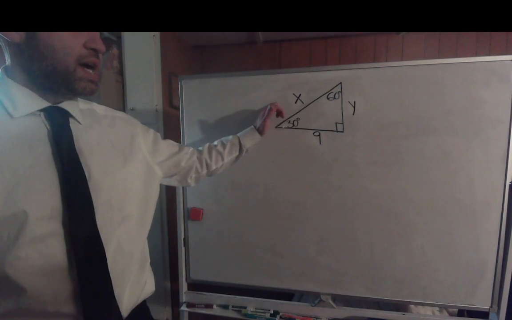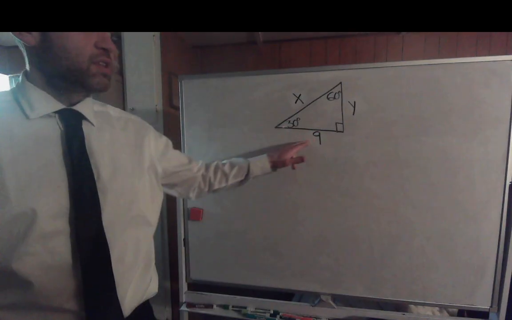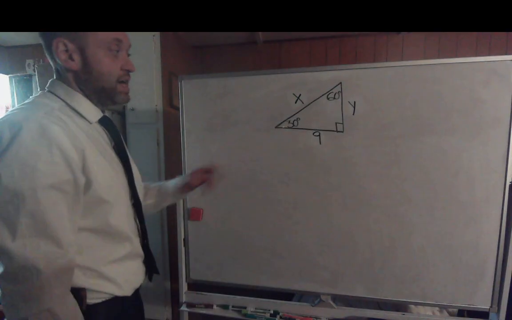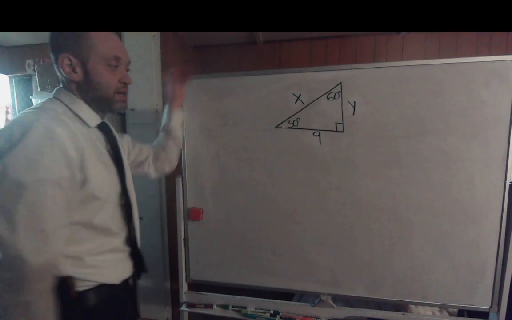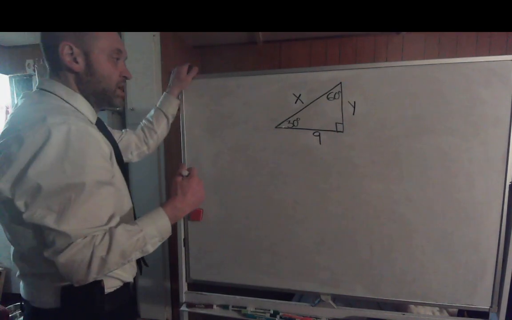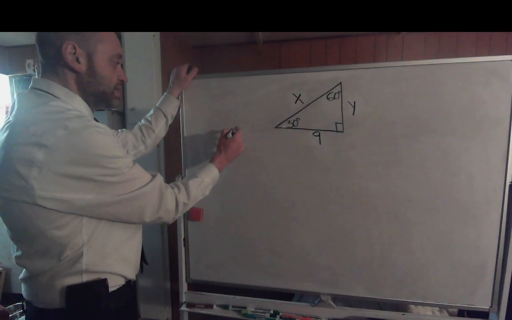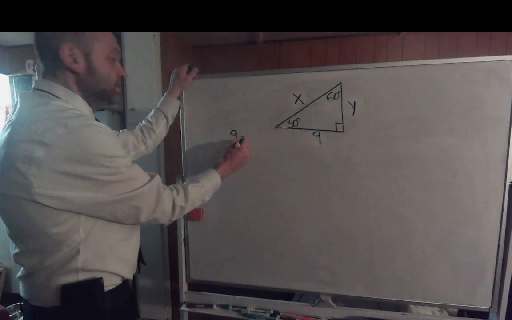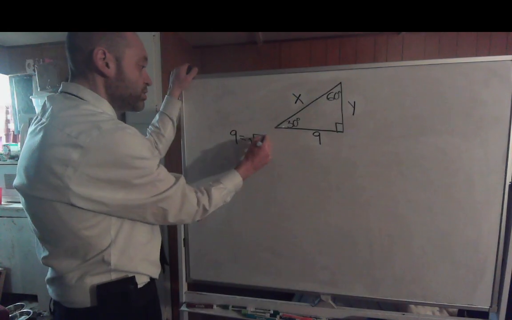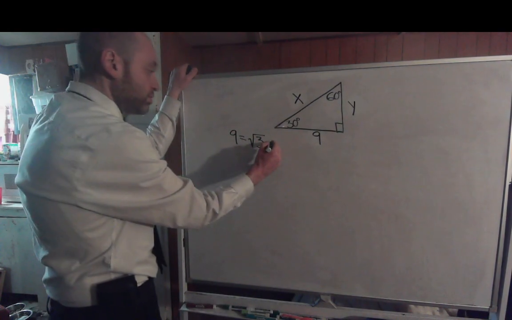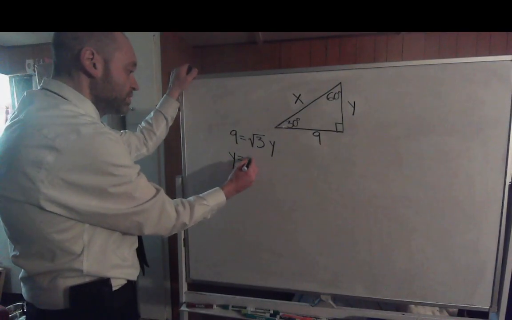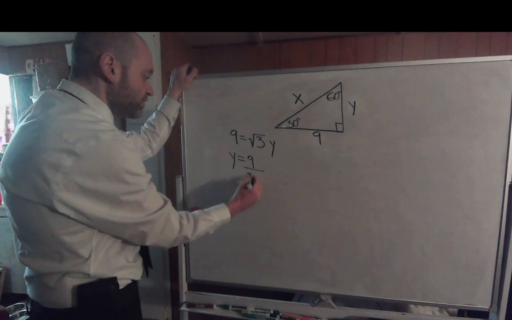We don't even know the hypotenuse, but we do know the length of the longer leg, which is 9, right? Well, let's find the hypotenuse. No, let's not find the hypotenuse. Let's find the length of the shorter leg first. So isn't it true that the length of your longer leg is always equal to the square root of 3 times your shorter leg, which is y. So that means y is going to equal 9 divided by the square root of 3.